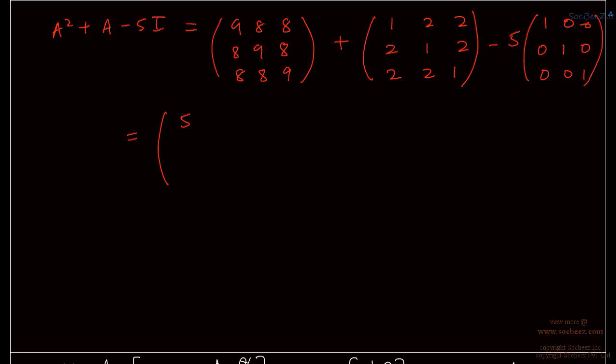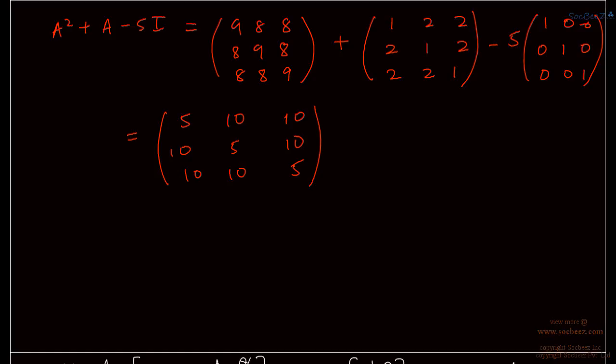Similarly, 8 plus 2, 10 minus 0, that is 10. And then again 8 plus 2 minus 0, 10. Similarly 10. Again 9 plus 1 minus 5 is 5, 10, 10, 10, 5.